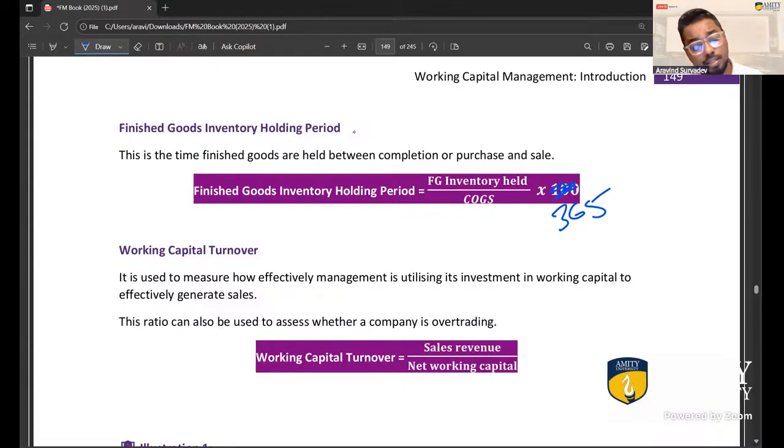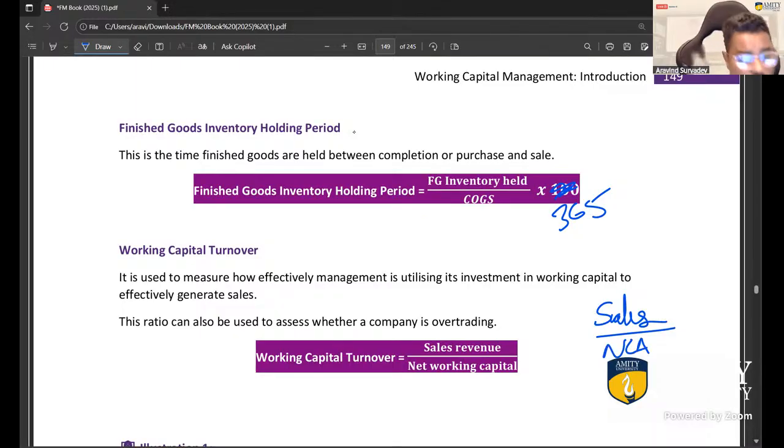Then working capital turnover is used to measure how effectively management is utilizing its investment in working capital to generate sales. Basically, we have seen asset turnover. If you don't know what asset turnover is, it's sales divided by non-current assets, or the total assets, to see how much revenue we are creating as compared to our assets. We call that asset turnover. Similarly, you can do working capital turnover, which is simply sales revenue divided by net working capital.